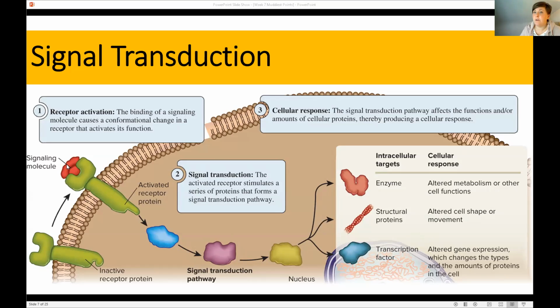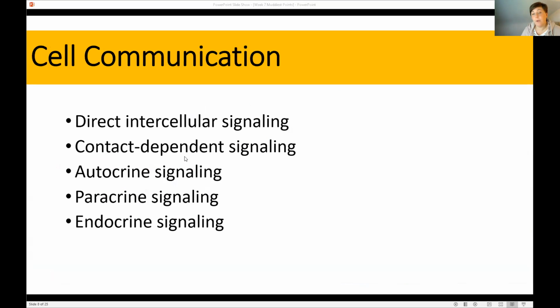So what I want to talk about first, which seemed to be one of the most common points of confusion, is how do cells communicate with each other? How does one cell send another cell this message, this ligand? There are a couple of ways this can be done. You can have what's called direct intercellular signaling. Anytime you hear the term inter, you should think inside. So we'll talk about that.